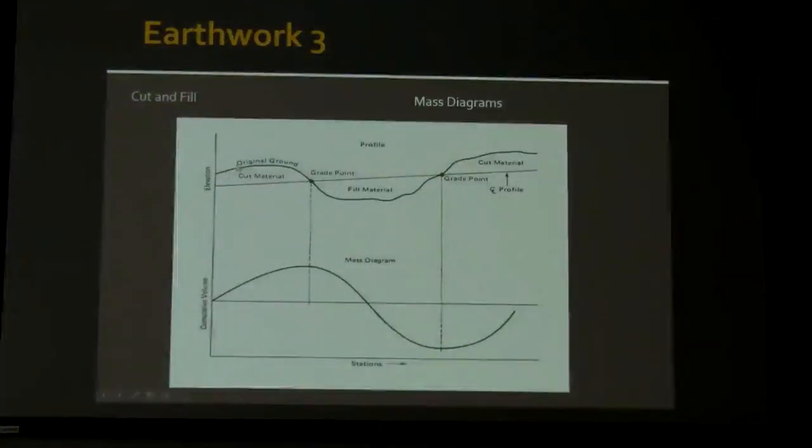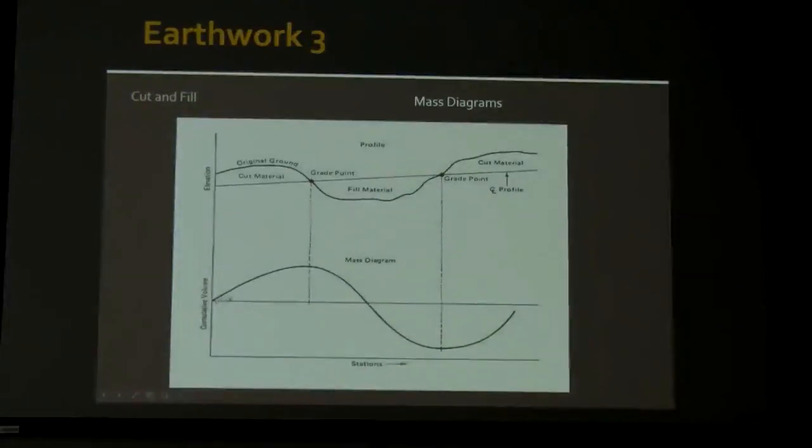Here's an example of a mass diagram, where this is our intended slope, our intended grade, and here is our existing grade. And so the first section is going to be cut, the second section will be a fill, and the third section will be a cut material. For this project to be a balanced project, this line would have to end up here at our grade line.